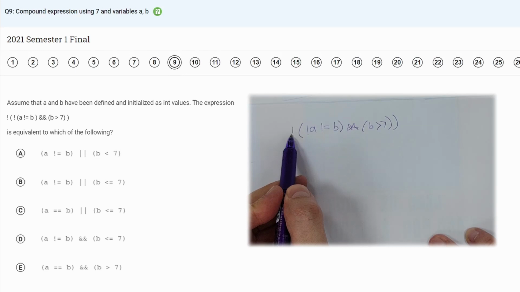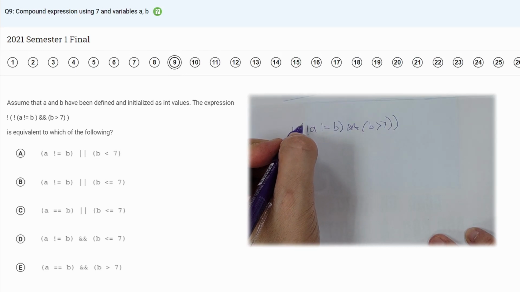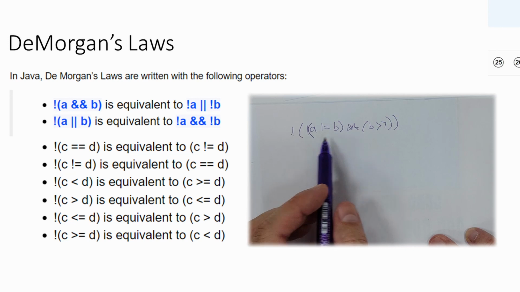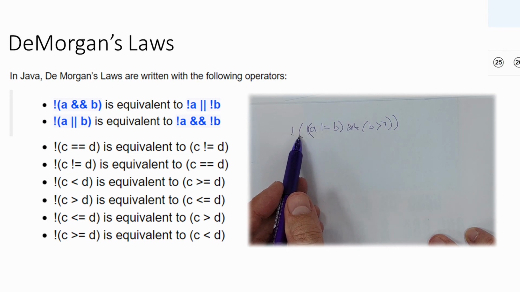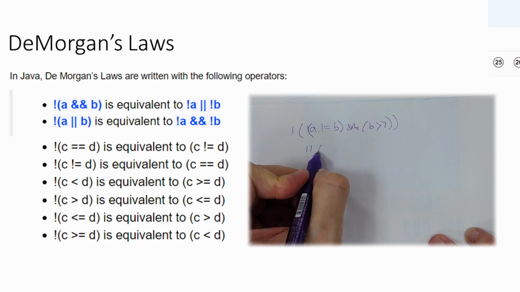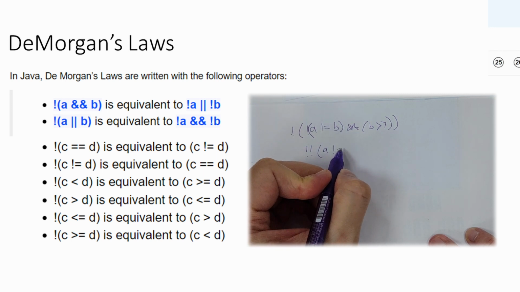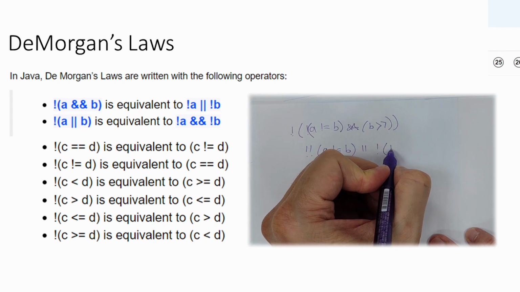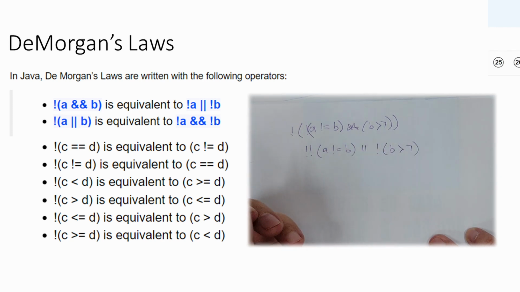All right, so let's firstly take this exclamation mark and move it in. I think I'm missing a bracket there. Okay, so let's move this in, right? So move that exclamation mark in. So we switch it: not A not equal to B, or not B greater than 7.